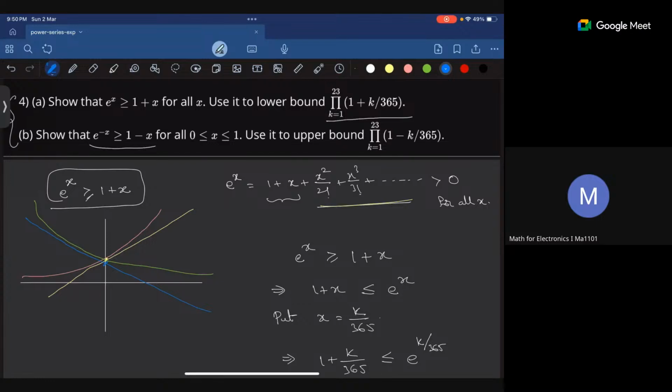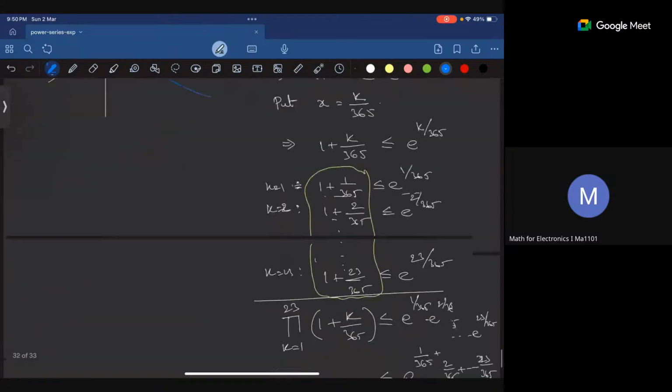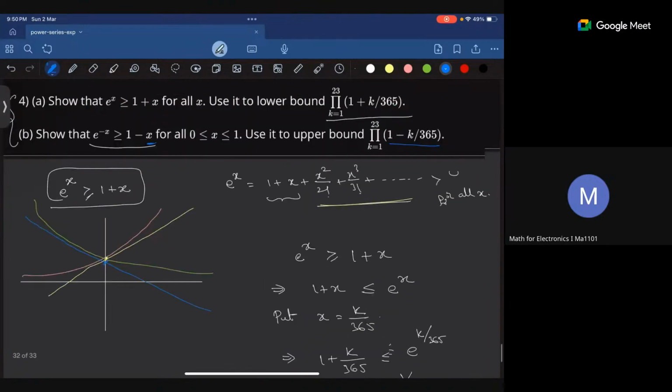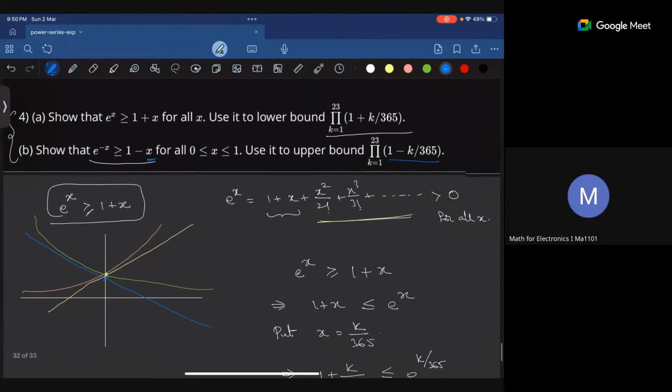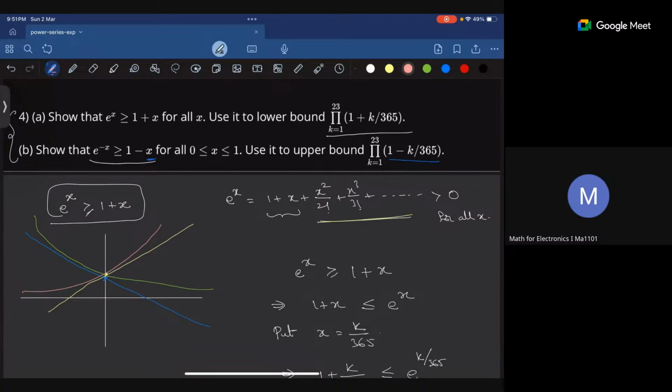Instead of x, you substitute k by 365 here, and you run k from 1 to 23. You will now get an upper bound. Here this is a lower bound, and this is an upper bound, right? So it should be an upper bound.